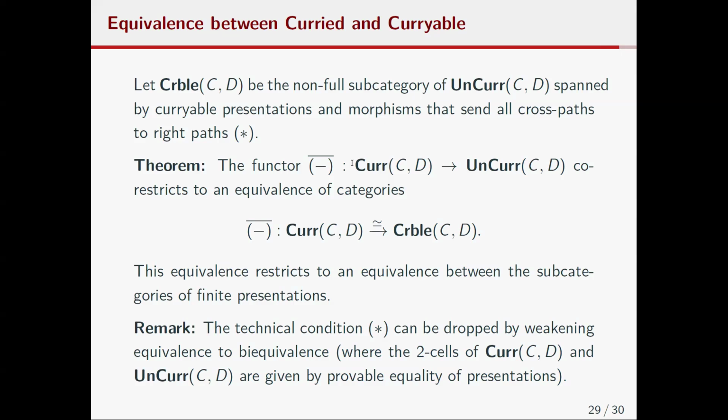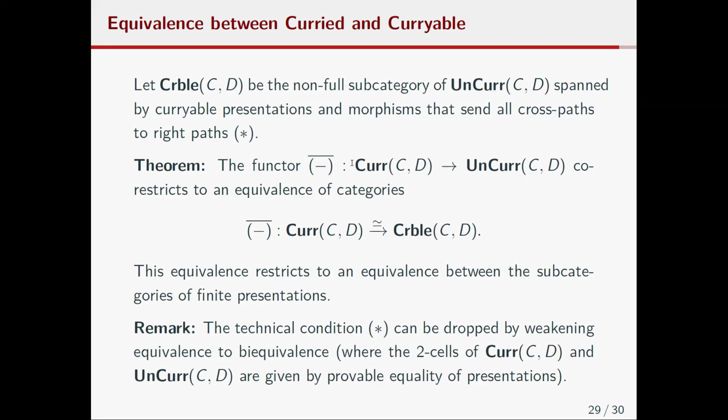So we have captured the essential finite composability of the curried presentations using uncurried presentations. And here is an ending remark that there are different ways to state this. We could drop this technical condition and take curriable to be a full subcategory, which will be nicer conceptually. But that leads us to a bi-equivalence. So we have to weaken a little bit the notion of equivalence.